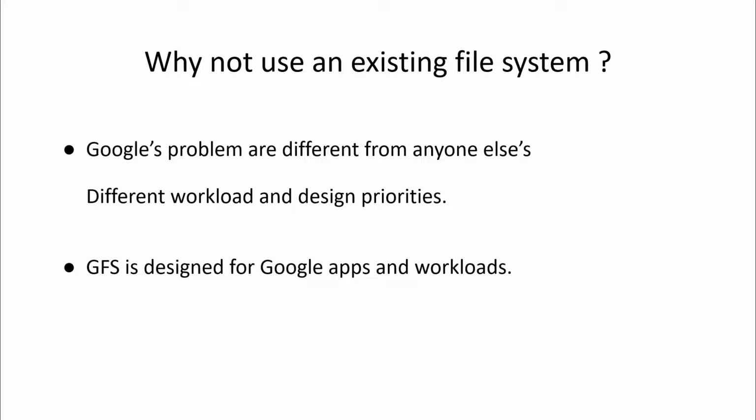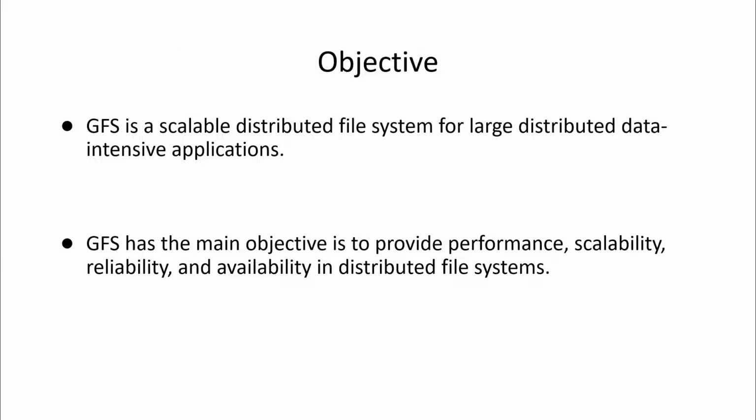It provides fault tolerance while running on inexpensive commodity hardware, and it delivers high aggregate performance to a large number of clients. Now the major objective of GFS is that it is a scalable distributed file system for large distributed data-intensive applications, and the main objective is to provide performance, scalability, reliability and availability in a distributed file system.